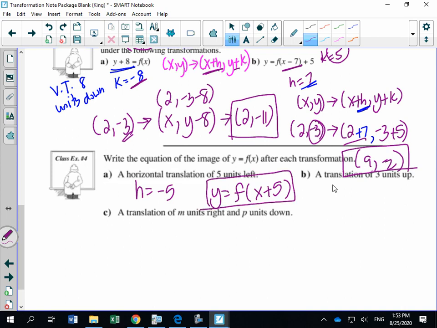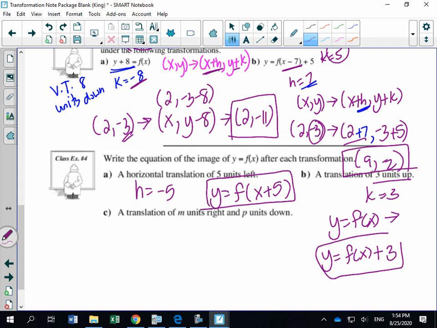Your answer for B, a transformation or translation of 3 units up. Up is your K value. So we have Y is equal to F of X. And we're going to take that, and it's going to be transformed to Y is equal to F of X plus 3. That would be your answer for B.